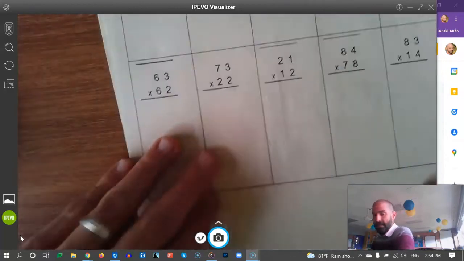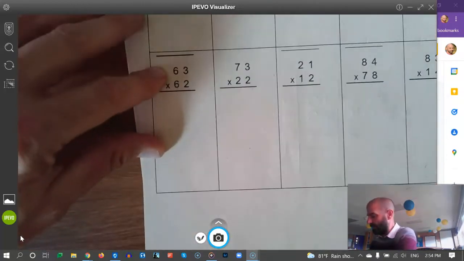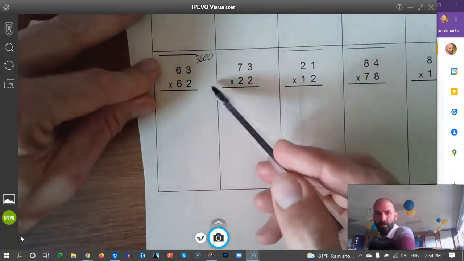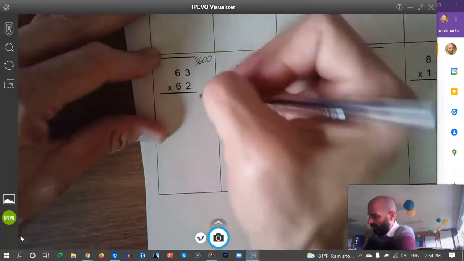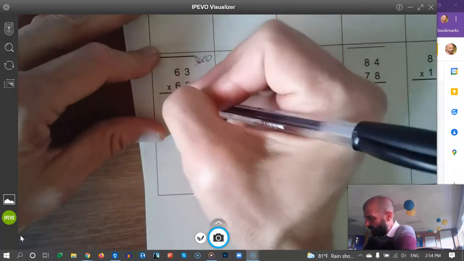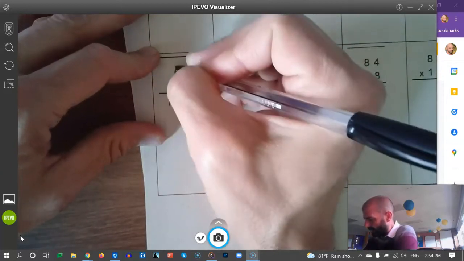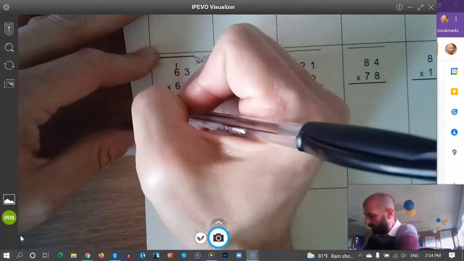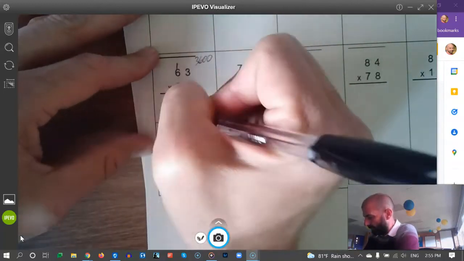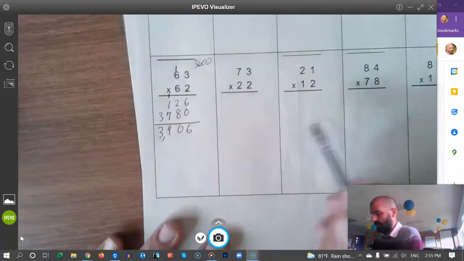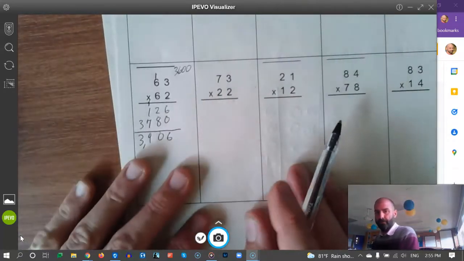what we're doing. 63 times 62, 60 times 60 is 3,600. It's going to be a little bit more than that because both numbers are more than 60. So 2 times 3 is 6, 2 times 6 is 12. 60, 6 times 3 is 18. 6 times 6 is 36, plus 1 is 37. 3,906, which is above 3,600.